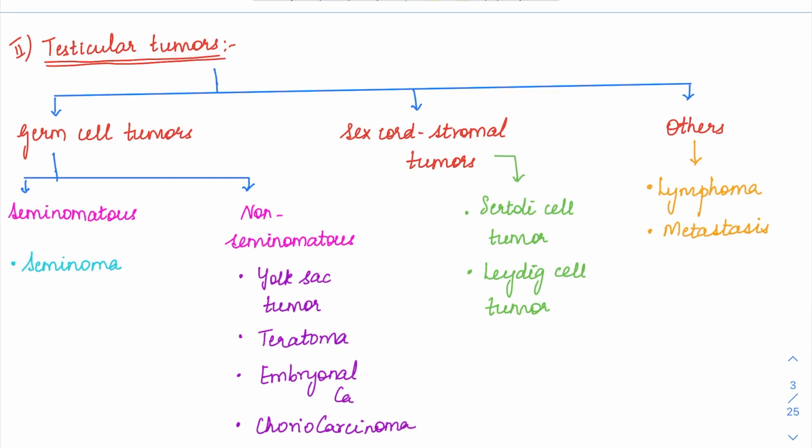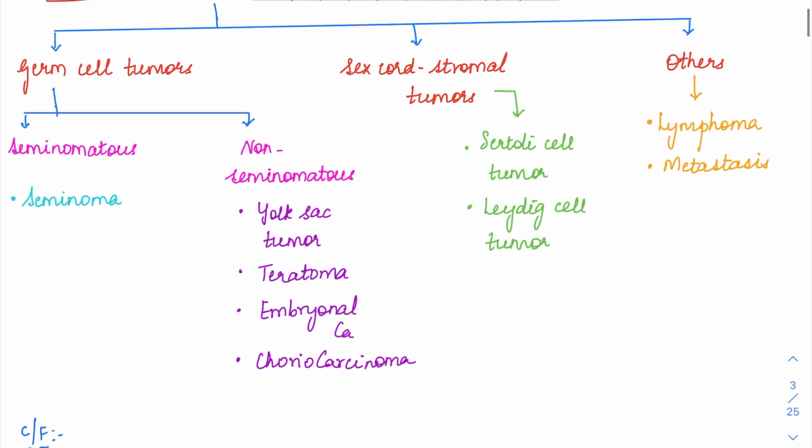Next we'll see about the various testicular tumors. Under testicular tumors, we have three major categories. The first one is the germ cell tumors, then the sex cord stromal tumors, then other tumors in which we have metastasis and lymphomas. Under germ cell tumor, you further subdivide into seminomatous tumors and non-seminomatous tumors. Under seminomatous tumor, you just have seminoma.